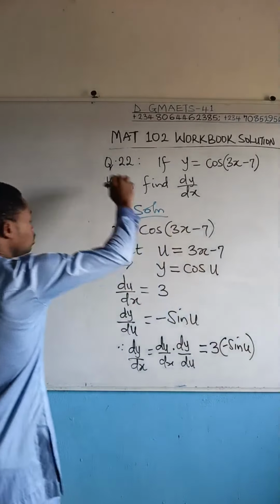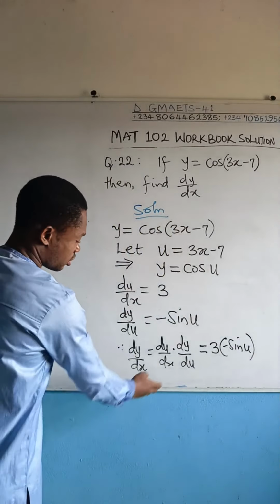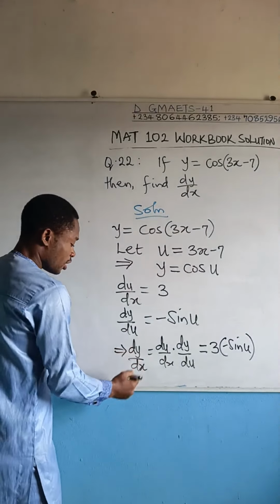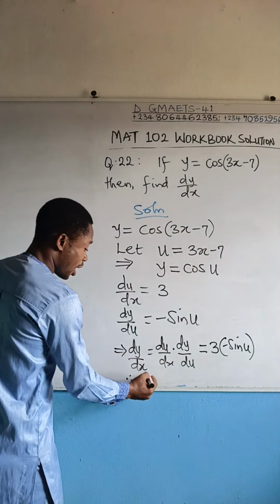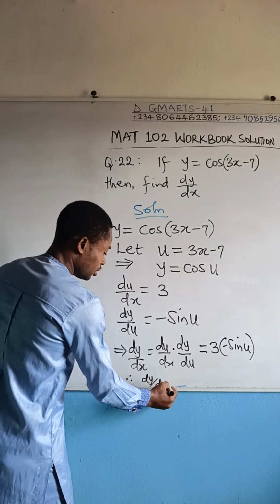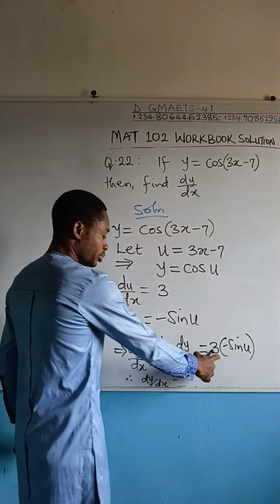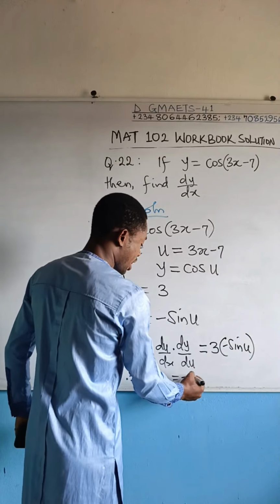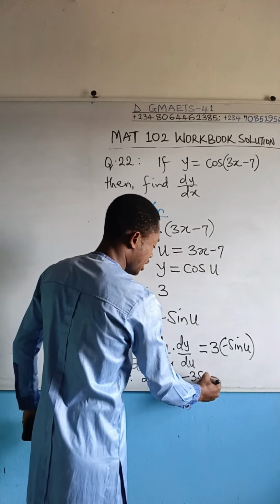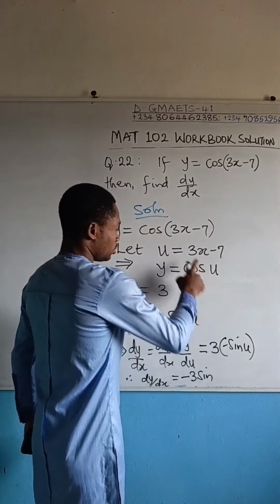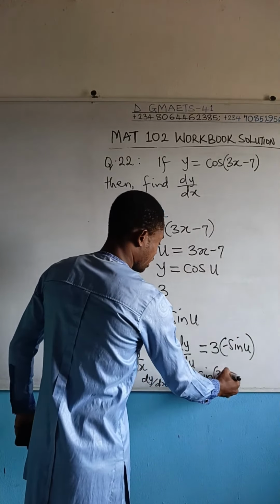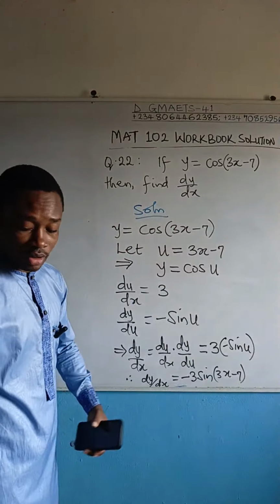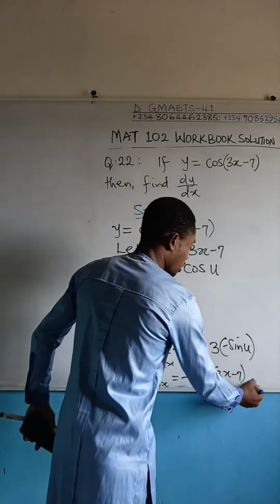But we know what u already is. Can I actually conclude this here? I think I can do that. Okay. Therefore, dy/dx is equal to 3 times minus sine u, which will give us minus 3 sine u, which is equal to 3x minus 7. This is cool. And of course, this is the solution to this problem.